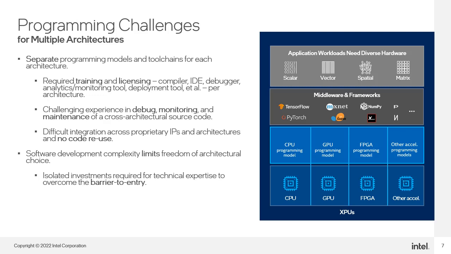The challenges don't stop with licenses, but extend to even debug, monitoring, and maintenance of your cross-architectural source code. Some of these toolchains can also pose difficulty in integration across proprietary IPs and architectures. Plus, there is no code reuse. You prepare code per architecture you are targeting. These challenges also extend into the overall software experience, leading to software development complexity, which limits freedom of architectural choice. Thus, with heterogeneous computing comes this huge barrier to entry that makes it unappealing despite its numerous advantages. Only those with the resources to make isolated investments required for technical expertise can afford to take advantage of diverse architectures on a single system.